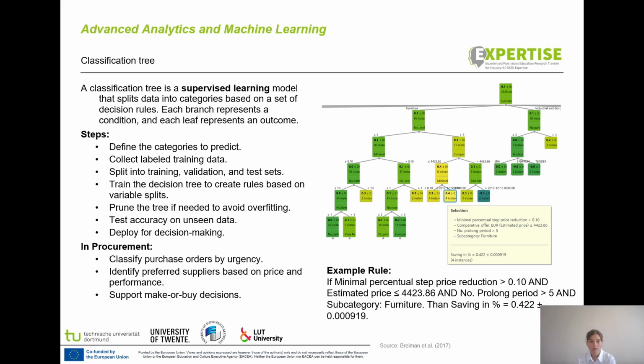For example, if the minimal percentage step price reduction is greater than 0.10, the estimated price is less than or equal to 4,423, the prolongation period is more than 5 days, and the subcategory is furniture, then the savings percentage can be calculated as 0.422.